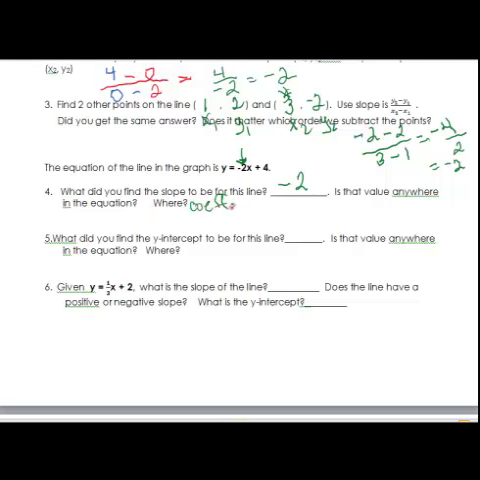What did you find the y-intercept to be? If you look back at your graph, it was 0, 4, the 4 being the important part here. And where did you find that value in the equation? Now that happens to be the constant.